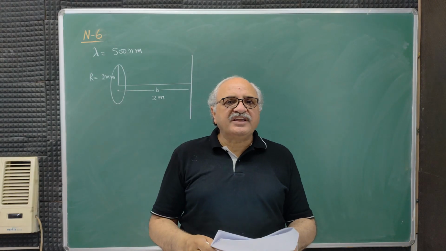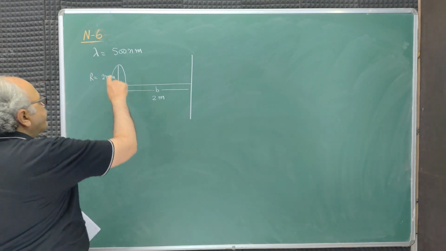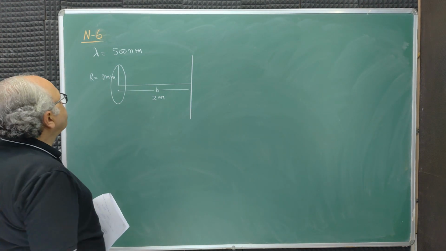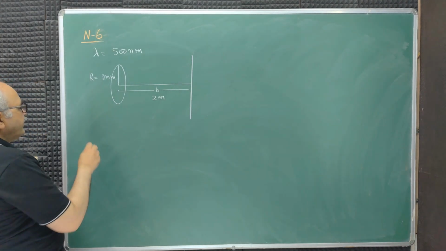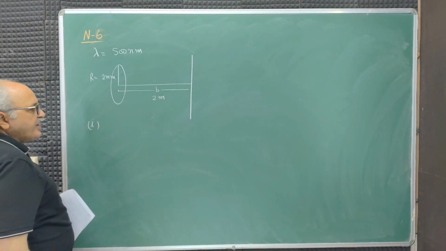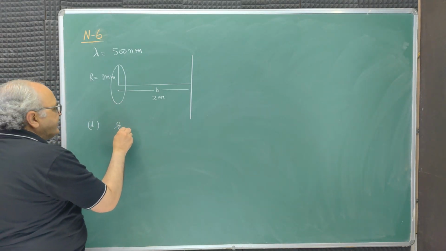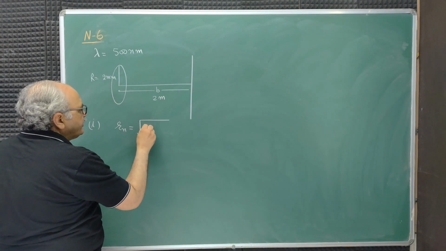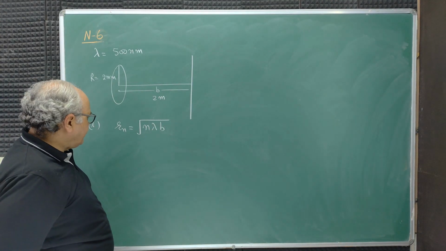So let's take the sixth numerical. In this numerical, a circular aperture of 2 mm is given, exposed to radiation of 500 nanometer. In the very first step, he is asking us to find out the radius of the first half period zone. We know that the radius of the nth zone is equal to root of n lambda b. We have discussed this point in the beginning.